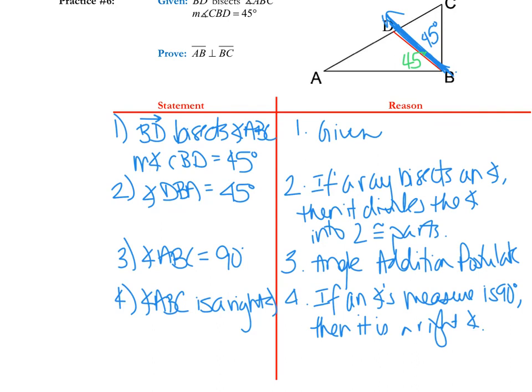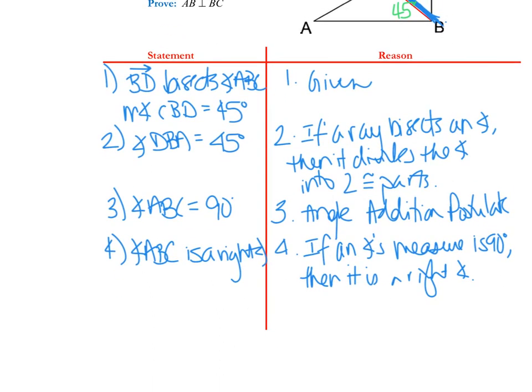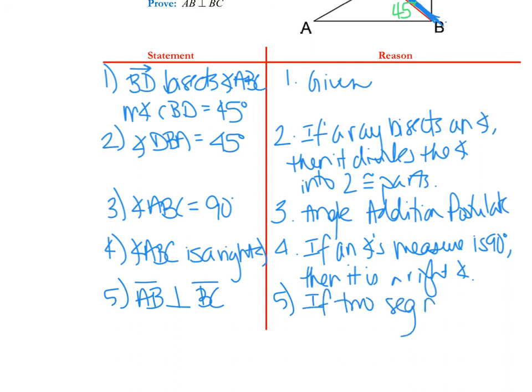And then using today's information, we can finally conclude that segment AB is perpendicular to segment BC because if two segments form a right angle, then they are perpendicular. Or intersect, I should say, intersect at a right angle, then they are perpendicular.